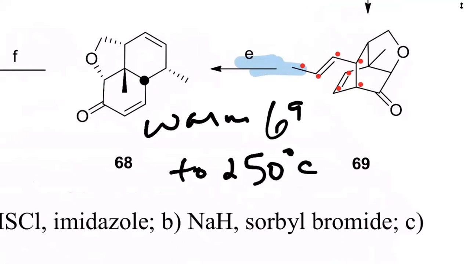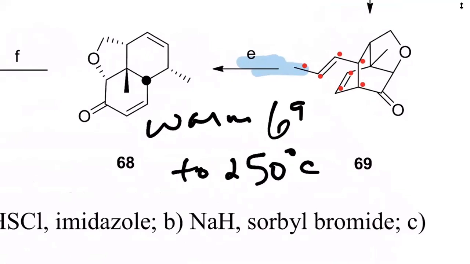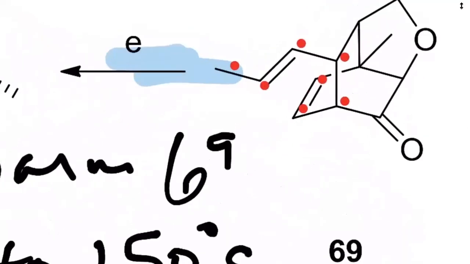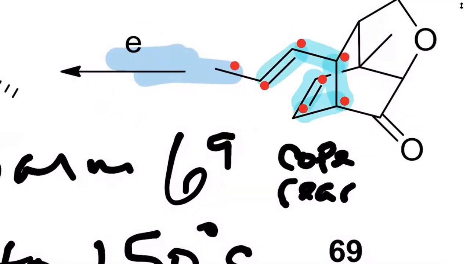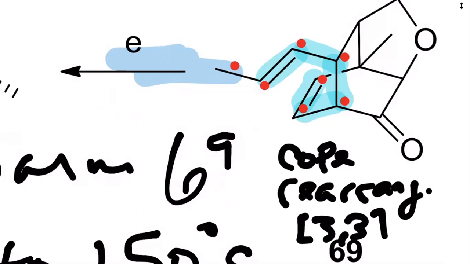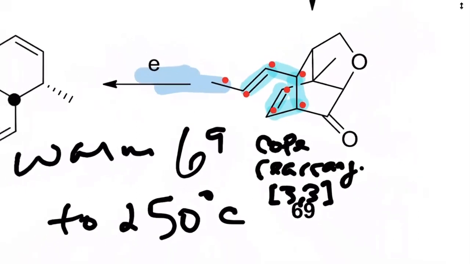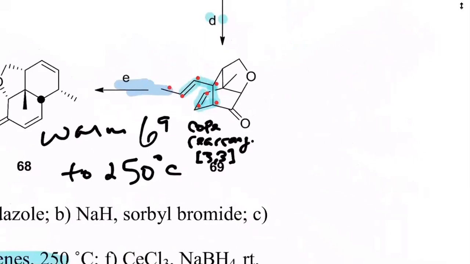Right, so they just take 69 and warm it up to 250 degrees Celsius. And you can see, I kind of highlighted it here, where this system is now set up to do a Cope rearrangement. So Cope is a 3,3 sigmatropic rearrangement too. Right, so the Cope and the Claisen are similar. The difference is, I think we talked about this the other day, that it doesn't involve an allylic ether, right? It's just a carbon system.